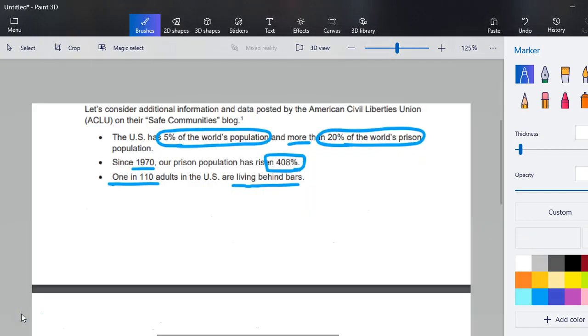Looking back at the data mentioned earlier from the ACLU, they mentioned that the United States has 5% of the world's population. Our calculations based on the 2014 data indicate that it's actually 4 42/100%, so almost 5%, but not exactly.